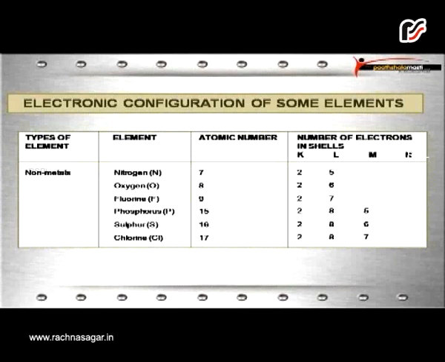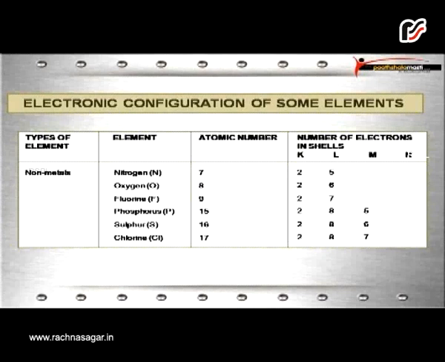Its electronic configuration is 2, 6. It can gain 2 electrons to become stable, that is 8 electrons in its valence shell. The third non-metal is fluorine. Fluorine has atomic number 9. Electronic configuration is 2, 7. It can gain 1 electron to form fluoride ion and acquire the nearest noble gas configuration, that is neon.